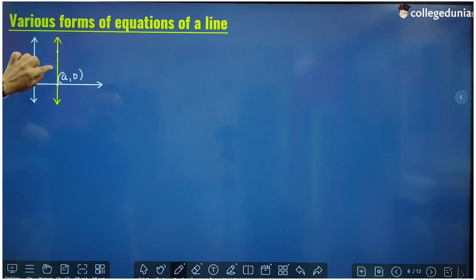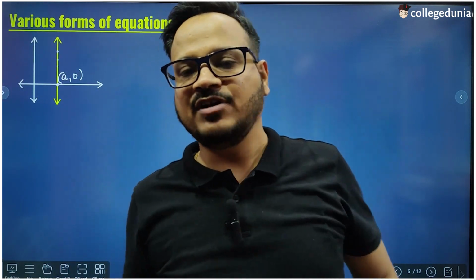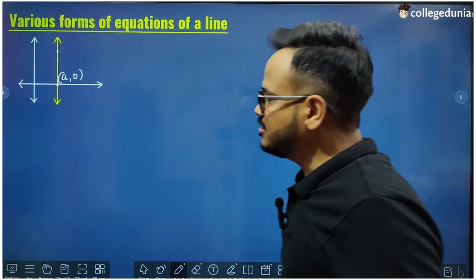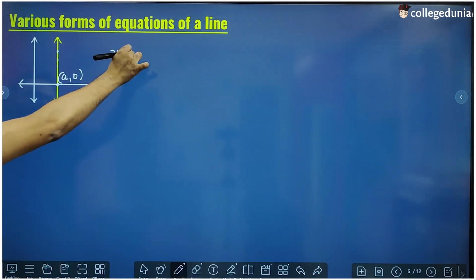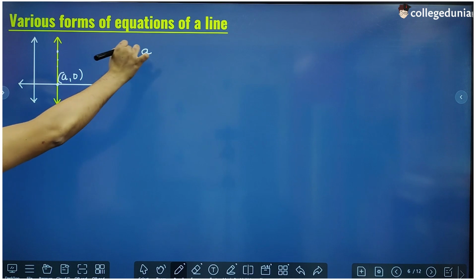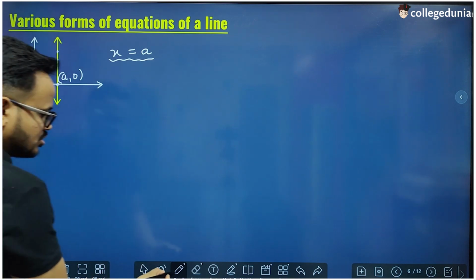This point has a y coordinate different than 0, this point has a different y coordinate, this point has a different y coordinate, but what is common between all these points? The x coordinate of every point is the same, which is a. So we can say that the equation of this line is x equal to a, right? Equation of this line is x equal to a.